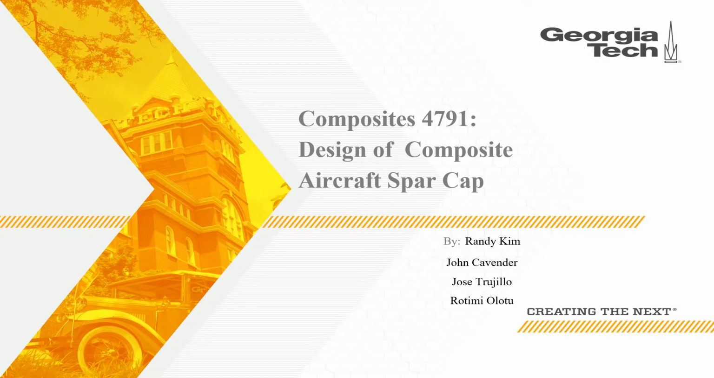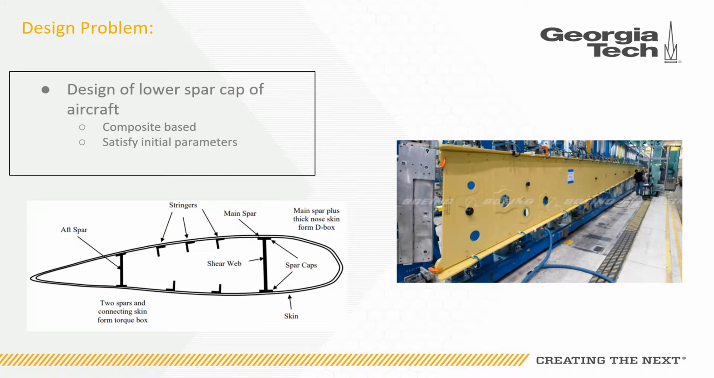I'm representing Group 5. Today we're going to be discussing the design of a composite spar cap. Our team was tasked with the design of an aircraft's lower spar cap to be made from composite materials. The aircraft's spar consists of an upper and lower spar cap connected by a shear web. This takes the form of an I-beam as depicted in the images shown here. The spar runs the length of the wing and is the main loading member of the aircraft wing.